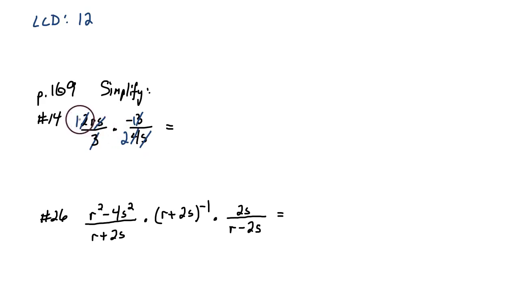In the top we have 1 times -1, that's -1, and there's an R. In the bottom, there's just a 2 left over. You can write the answer like this, or you can write -R over 2.